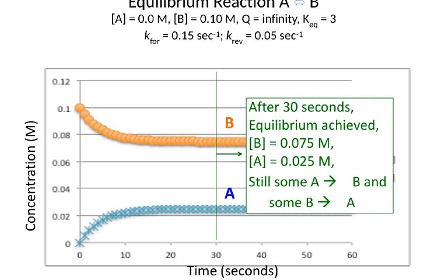If we take away all of our A, if we have an A value of 0 and a B of 0.1, that gets us a Q value of 0.1 over 0, which we're going to write as infinity. And that means infinity is more than 3, so we're going to shift back towards our reactants to form our new equilibrium.